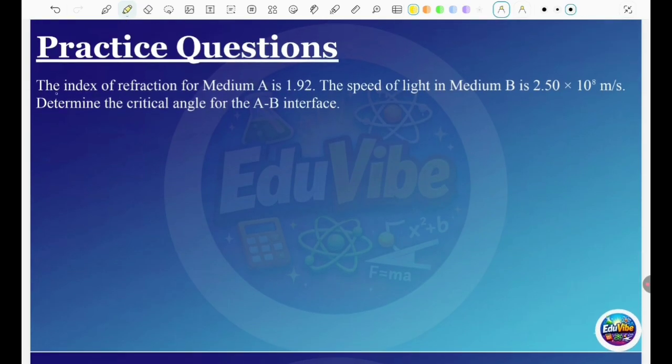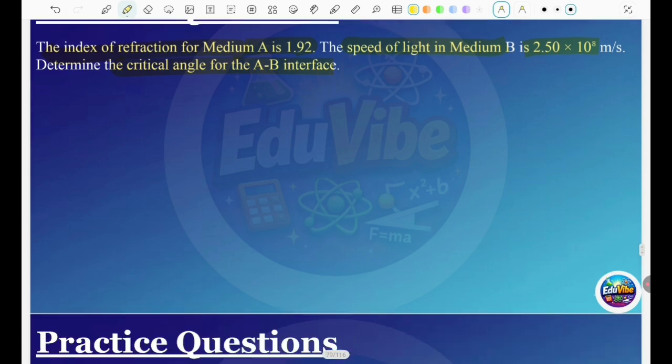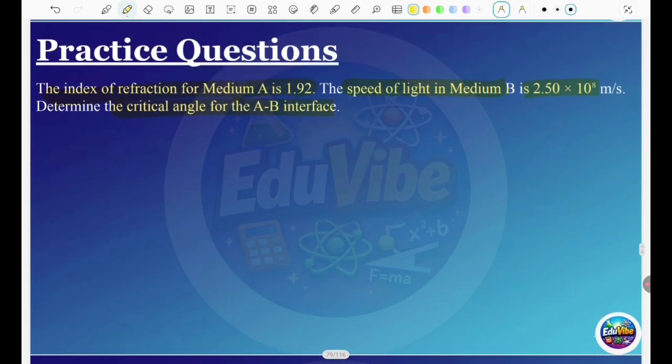Next we have a question that says the index of refraction for medium A is 1.92. The speed of light in medium B is 2.50 times 10 raised to power 8 meter per second. We have to find the critical angle for the AB interface. So what things are given? We have an N1, which is medium A, which is 1.92. We have to find the N2, because for the critical angle we need N2, and we don't have N2. So theta 1 is equal to theta C.